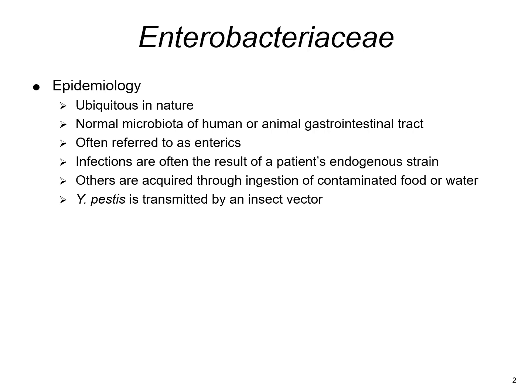So these organisms are the normal flora of the GI tract, and they can be found throughout nature. Oftentimes the patient is infected as a result of their normal flora within their own microbiota. And often it is acquired through ingestion, through contaminated food, or through a water source. The exception to this would be Yersinia pestis, which is transmitted through a flea bite.